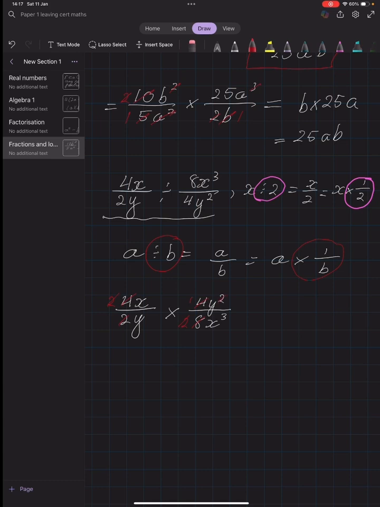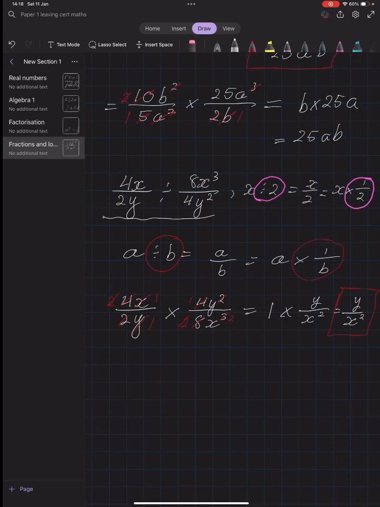Y squared divided by y is just 1. X divided by x cubed is x squared. So I'm left with, on the left hand side, I'm just left with 1. On the right hand side, I have y divided by x squared, which is just y over x squared. So that's the answer. Okay. So that's how you do those. You just change division to multiplication the whole time.